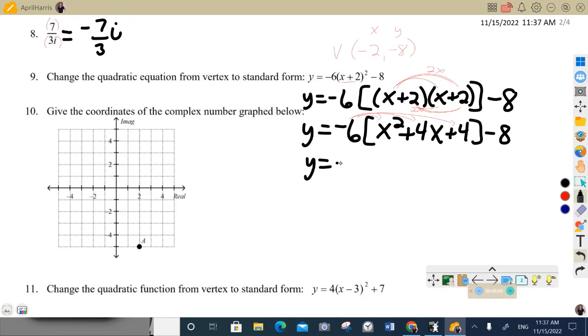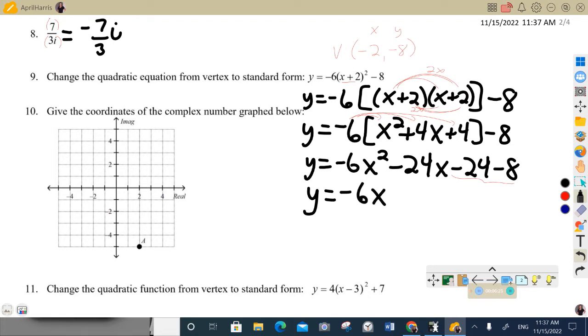So we get y equals -6x squared. -6 times 4x is -24x. -6 times 4 is -24. Don't forget your -8. And your like terms are down here. So the standard form is y equals -6x squared minus 24x minus 32. And that's your answer for number 9.